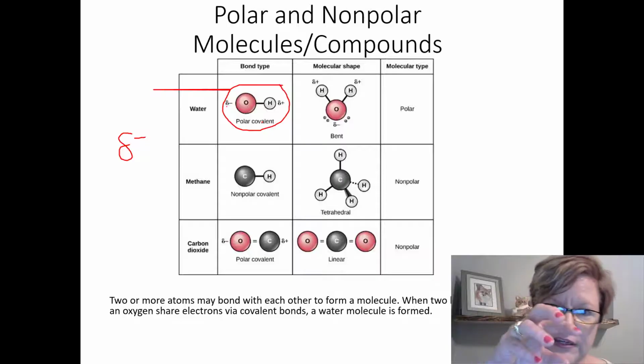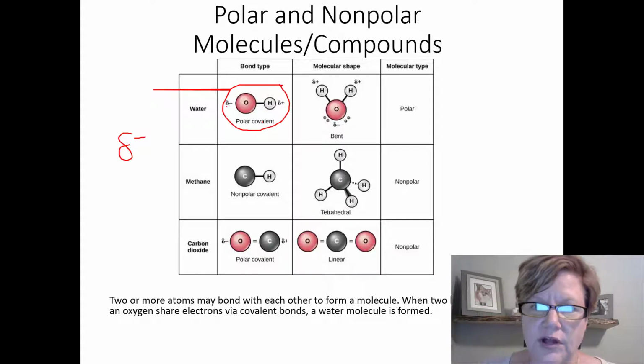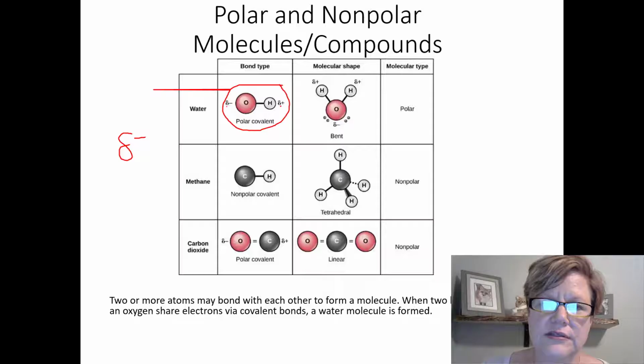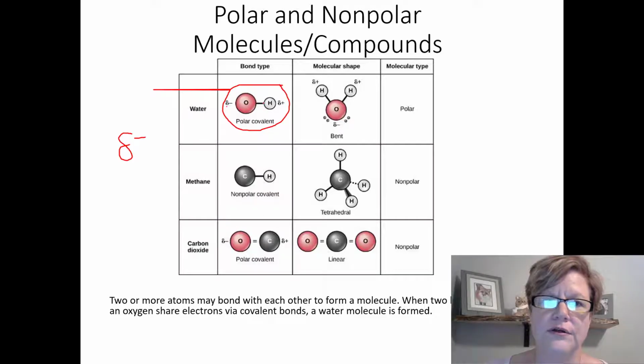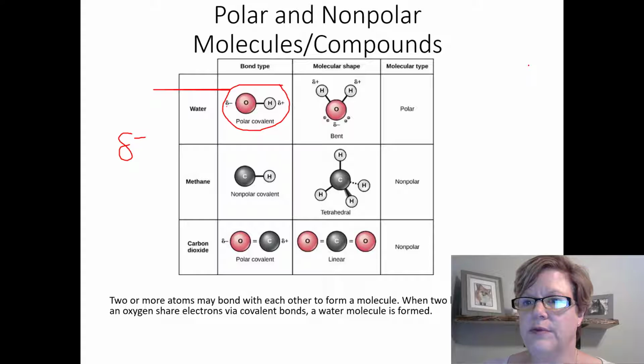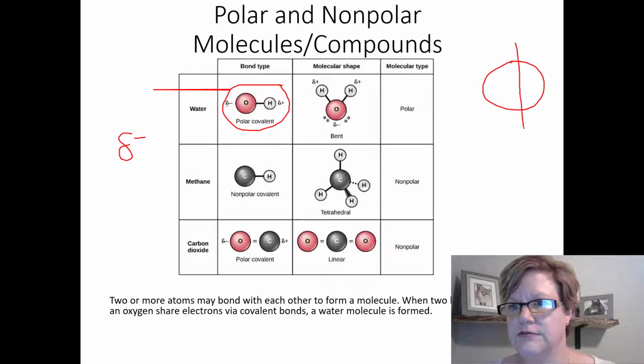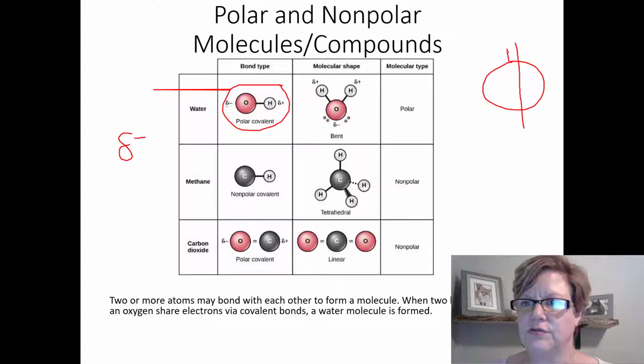But if we're zooming in and looking at these regions within the molecule, the hydrogen side has a partial positive, the oxygen side has a partial negative. So that bond is called polar, and if you think about the poles of the Earth, here's the Earth, here's the axis of the Earth. You have the North Pole and the South Pole.